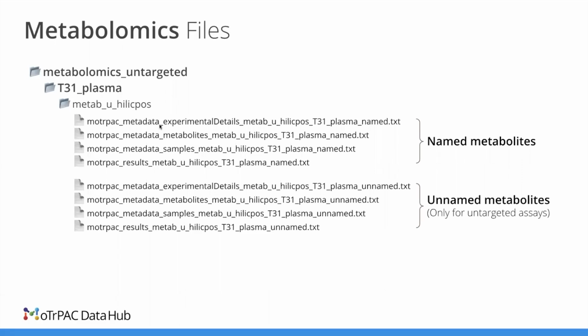The first file contains some textual description of the experiment. The second file here is the metadata of the metabolites. And then we have another file for the metadata of the samples. And then we have the actual numeric results of that metabolomics platform.